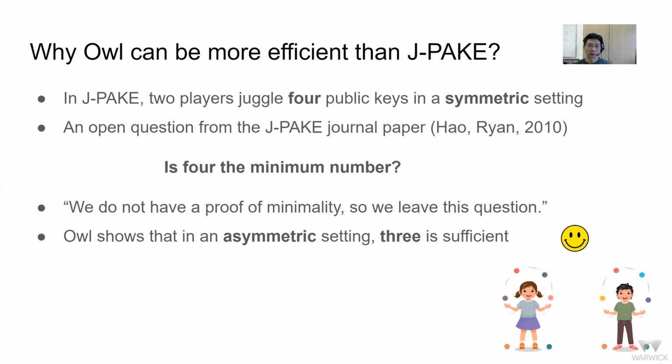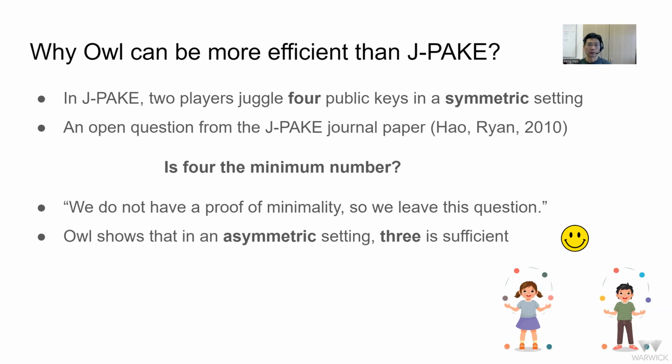In J-PAKE, the protocol works by juggling 4 public keys in a symmetric setting. The open question we posed in 2010 is whether 4 is the minimum number. And in that paper, we said we do not have a proof of minimality, so we leave this question open. In the symmetric setting, the next number after 4 is 2. So after J-PAKE was published, people tried to modify the design by using only 2 keys, but as far as I know, none of the modifications worked.